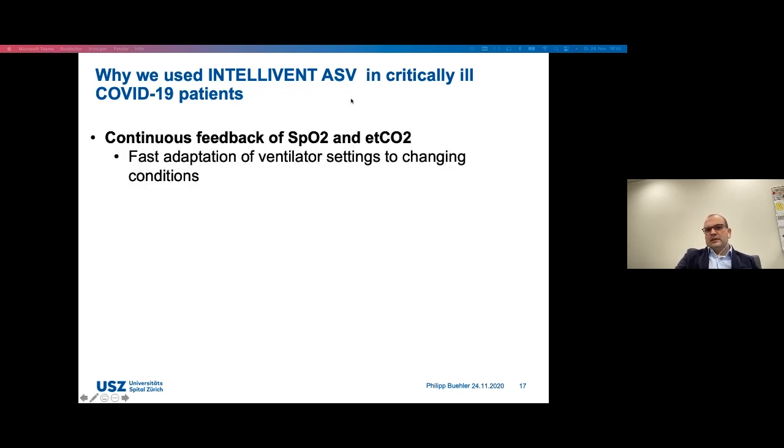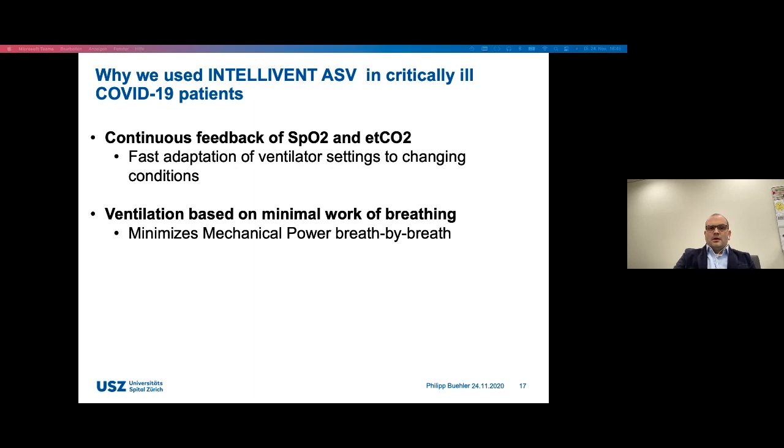The background for this decision is the continuous adaptation of the ventilation and oxygenation settings and the continuous change of the conditions based on the collected surrogate parameters SpO2 and end-tidal CO2 values. The validity of these continuous values is regularly validated by invasive measurements in arterial blood gas analysis. Furthermore, the ventilation is based on a minimal work of breathing with the OTIS formula and the MEET formula. This is calculated individually, breath by breath.